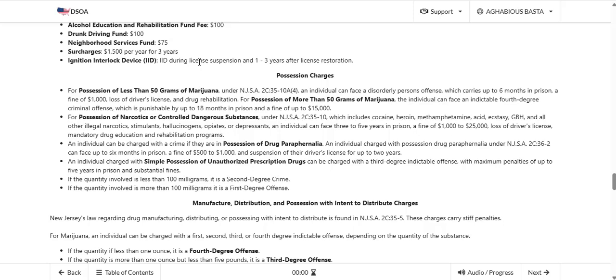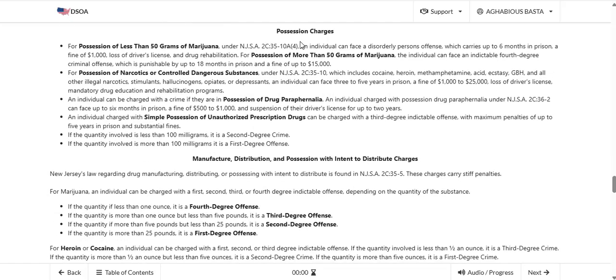Possession charges. For possession of less than 50 grams of marijuana, under NJSA 2C:35-10A4, an individual can face a disorderly persons offense, which carries up to 6 months in prison, a fine of $1,000, loss of driver's license, and drug rehabilitation. For possession of more than 50 grams of marijuana, the individual can face an indictable fourth-degree criminal offense, which is punishable by up to 18 months in prison and a fine of up to $15,000.